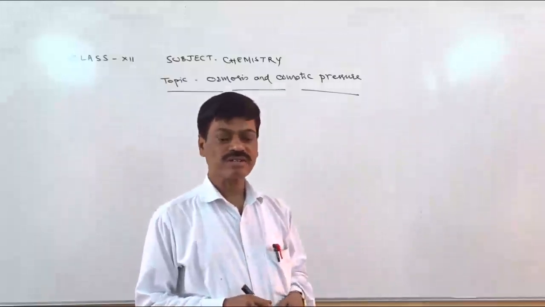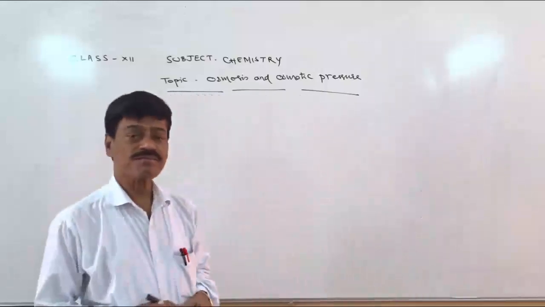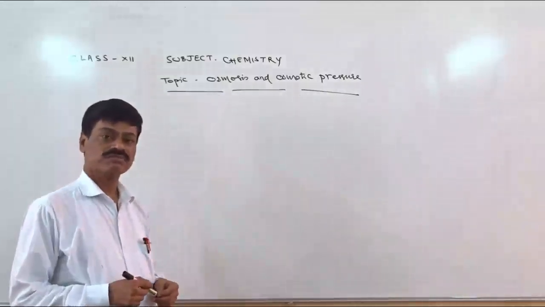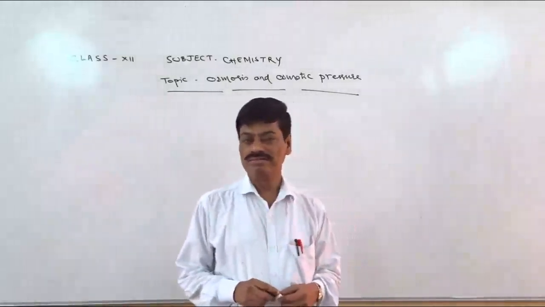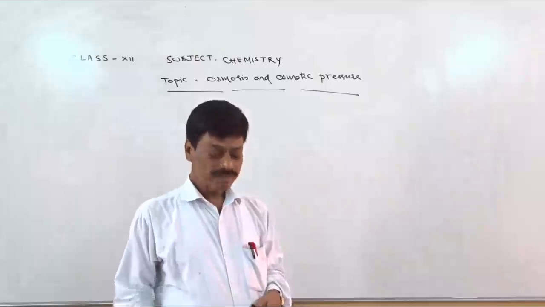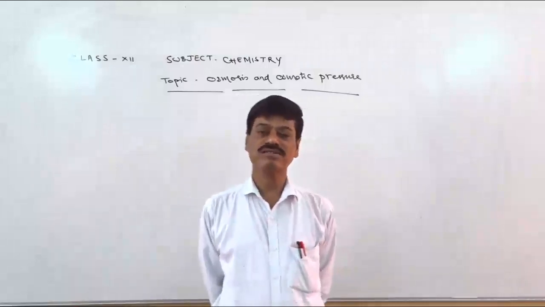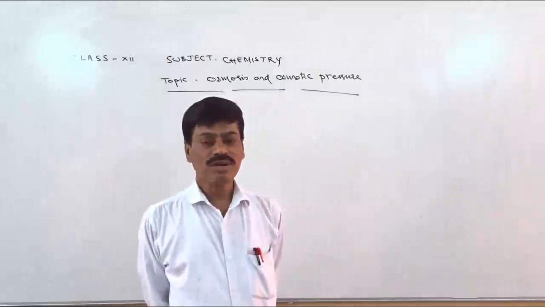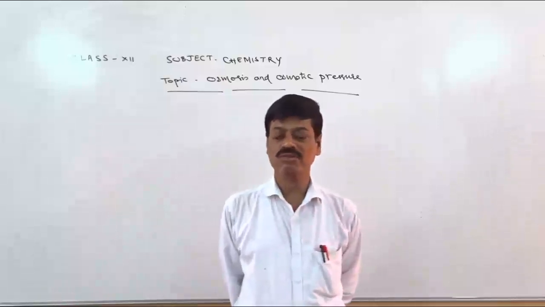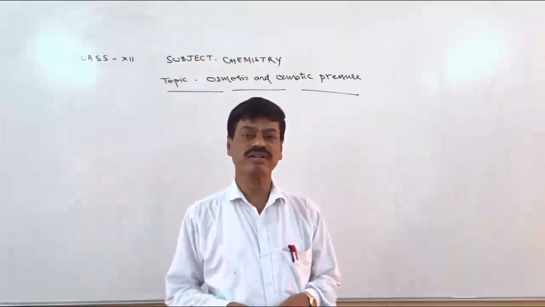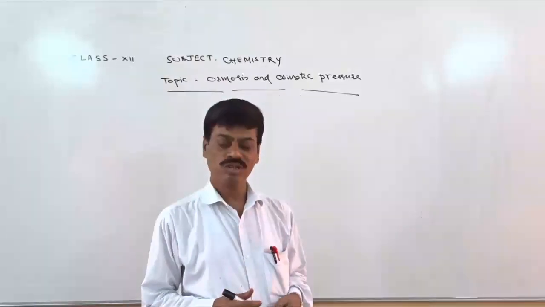Colligative properties are those properties which depend on the number of particles of the solute but not on the nature of the particles of the solute. So colligative properties are directly proportional to the number of particles of solute. The more the number of particles of the solute, the more the quantity of the non-volatile solute. Means colligative property is directly related to the quantity of non-volatile solute.